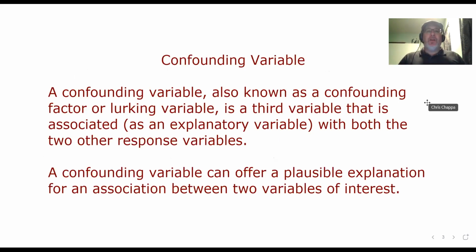A confounding variable, also known as a confounding factor or lurking variable, I will always call it a confounding variable, is a third variable that is associated as an explanatory variable with both of the two other response variables. A confounding variable can offer a plausible explanation for an association between two variables of interest. It is worth mentioning that confounding variable and lurking variable are technically two different things, but at this stage of statistics, we can pretty much treat them as the same.